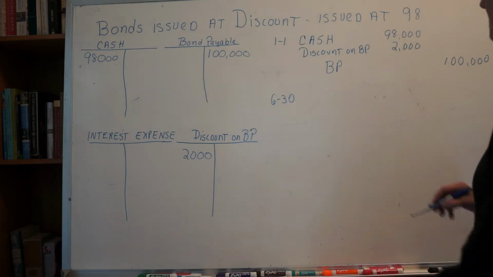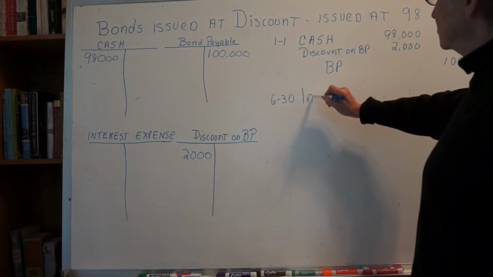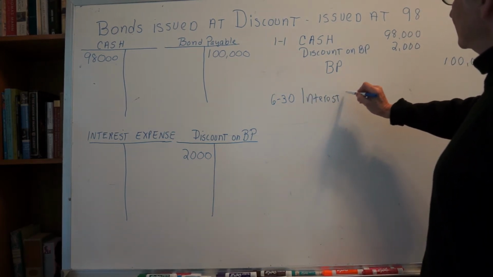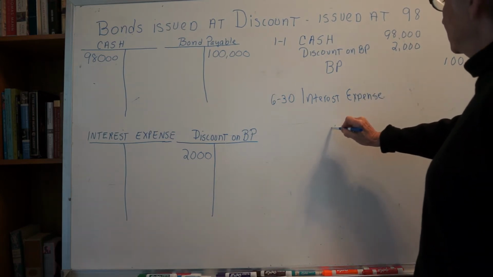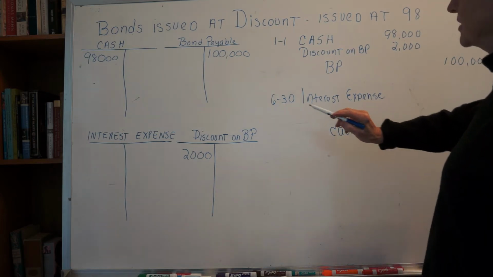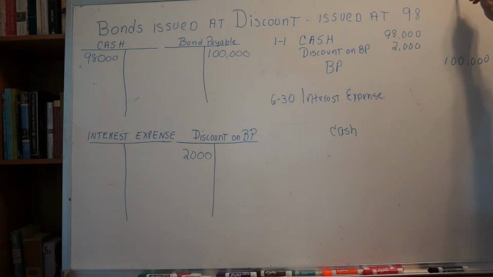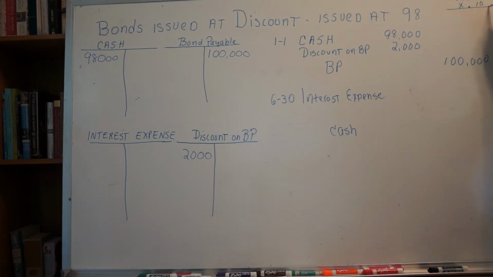Okay, so we know we have our 6/30 interest expense, and we know how to calculate that. We multiply the face value of the bond, the 100,000, times the stated interest rate, gives us the interest per year, divided by 2, gives us each payment. So regardless of whether the bond is issued at a premium or a discount or at face value, the amount of interest we pay, the cash out, is always the same.